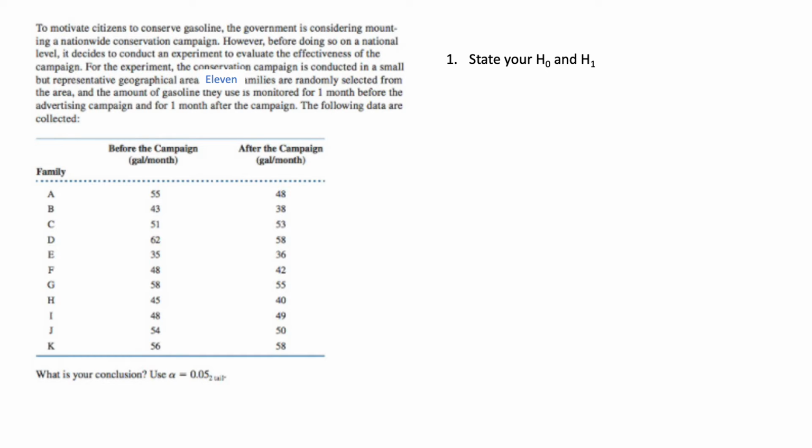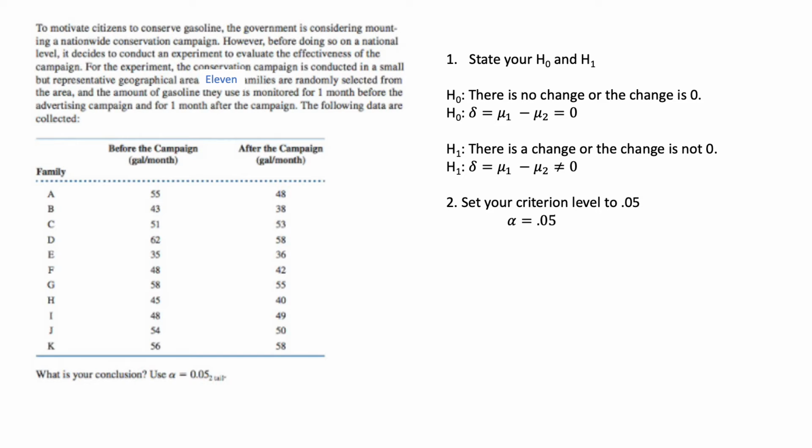The first step is to state your null hypothesis and your alternative hypothesis. Starting with the null. My null is basically that there's no change, or that the change is 0. And I would write that as the null hypothesis is such that the change, that symbol is a lowercase delta, and it means the change in the population. It isn't about the 11 families, it's about the population. So the mean in their fuel consumption before and the mean after, the difference is going to be 0. There's going to be no change.